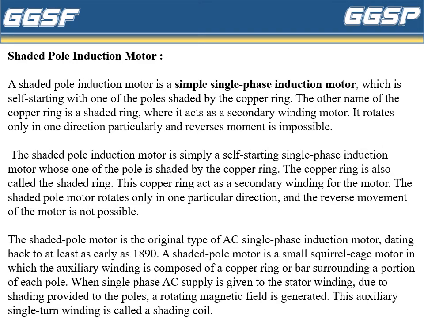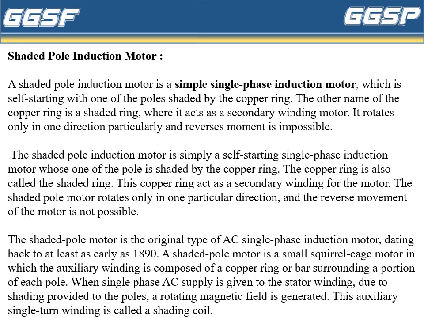Shaded pole induction motor. A shaded pole induction motor is a simple single phase induction motor which is self-starting, with one of the poles shaded by a copper ring. The other name of the copper ring is shading ring, where it acts as a secondary winding of the motor. It rotates only in one direction, and reverse movement is impossible.